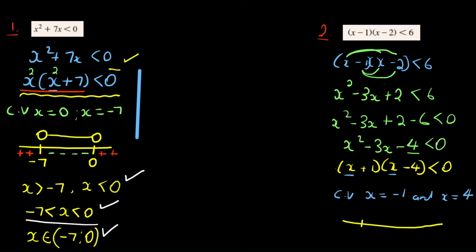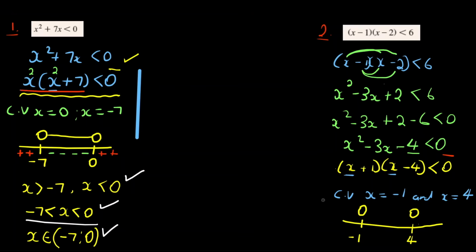On the left hand side we'll have negative 1. On the right hand side we'll have positive 4. And we go ahead and substitute values on the left of negative 1, on the right of 4, and in between negative 1 and 4. And we know it's an open dot because it's less than. And also it's saying less than 0, which means it needs to be negative.